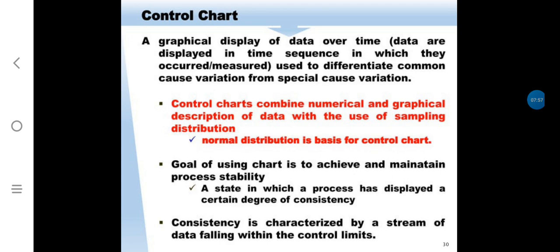The normal distribution is the base for control charts, and I believe you know the normal distribution. You can learn it in the mathematics and statistics subjects. Normally we use normal distribution charts as the control charts in quality management. The goal of using a chart is to achieve and maintain process stability. Previously we said quality management has the primary goal of process stability and capability increase. So using these control charts we can maintain process stability.